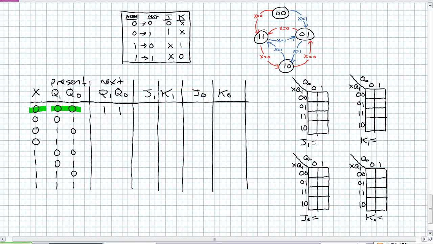X is 0. Where do we go to? Its next state is also 1, 1. Again, how am I doing this? I'm just looking from the state diagram. Our first one, we went from 0, 0 to 1, 1. Now we are in 0, 1. We're going to 1, 1.